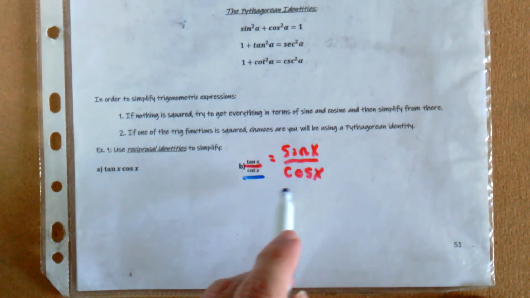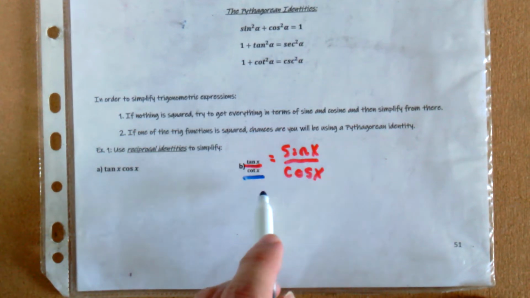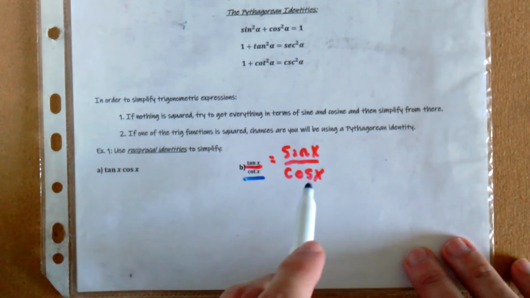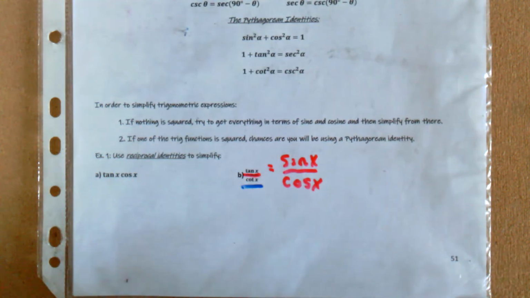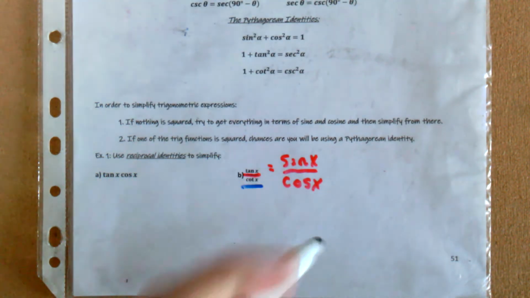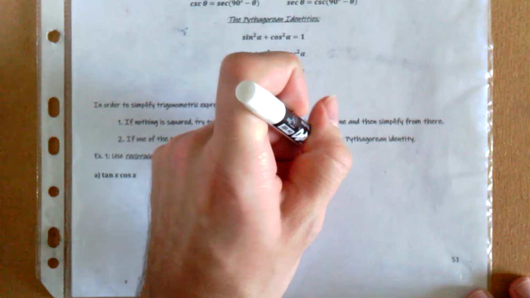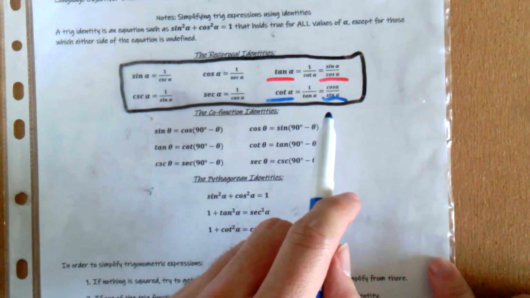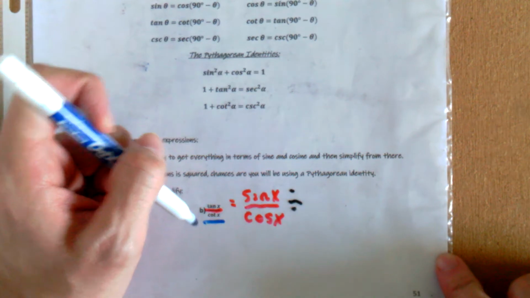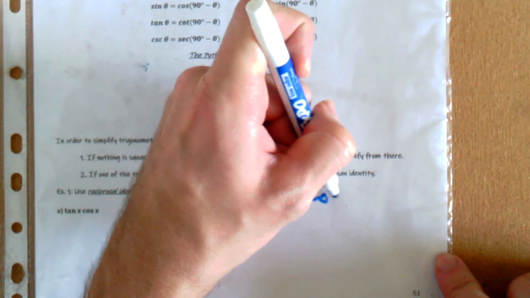Also notice that if I divide sine over cosine by cotangent, we're going to have a fraction divided by a fraction. So I'm going to write it like this to make it easier. So divided by cotangent. We found that cotangent was the same thing as cosine divided by sine. So I'll rewrite cotangent as cosine over sine.